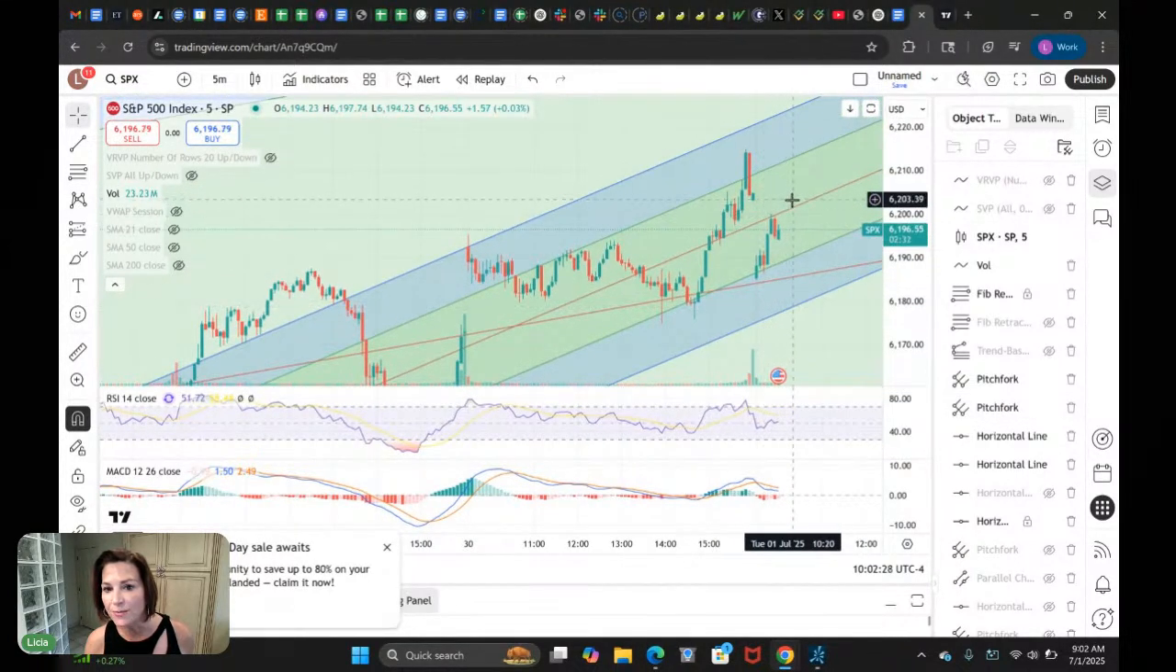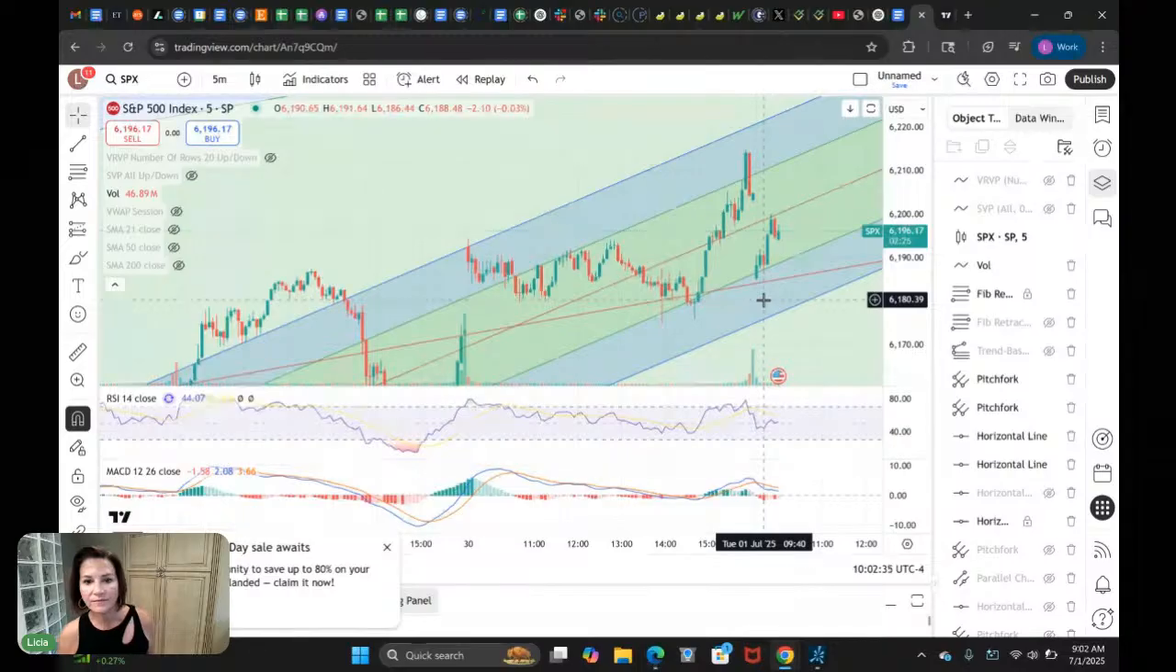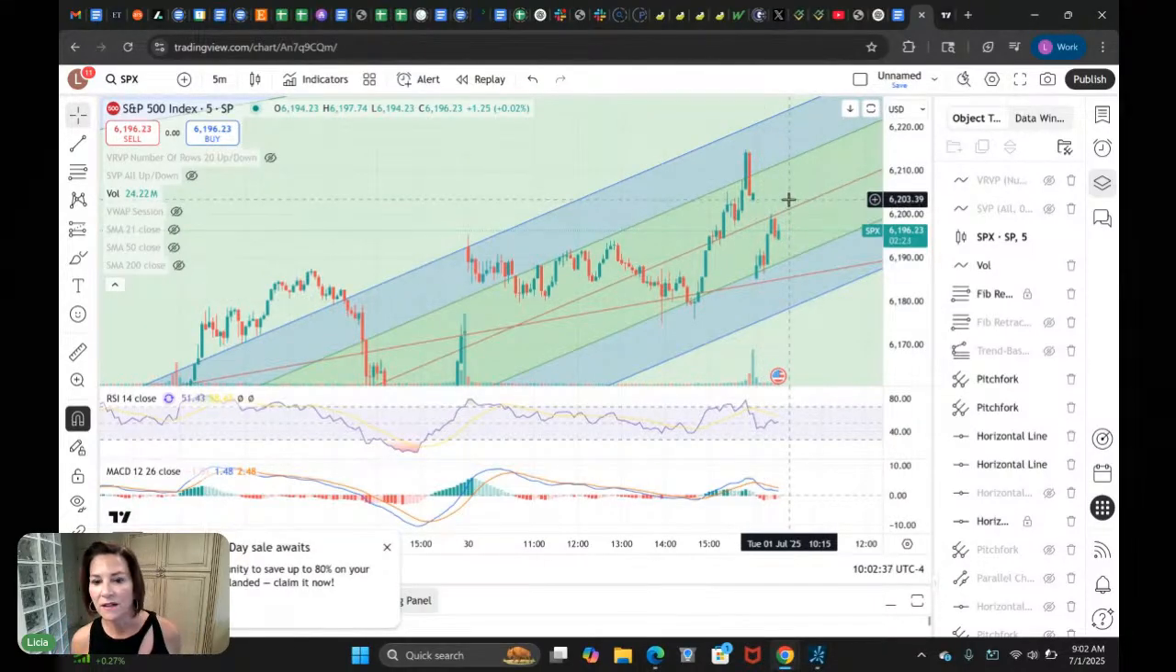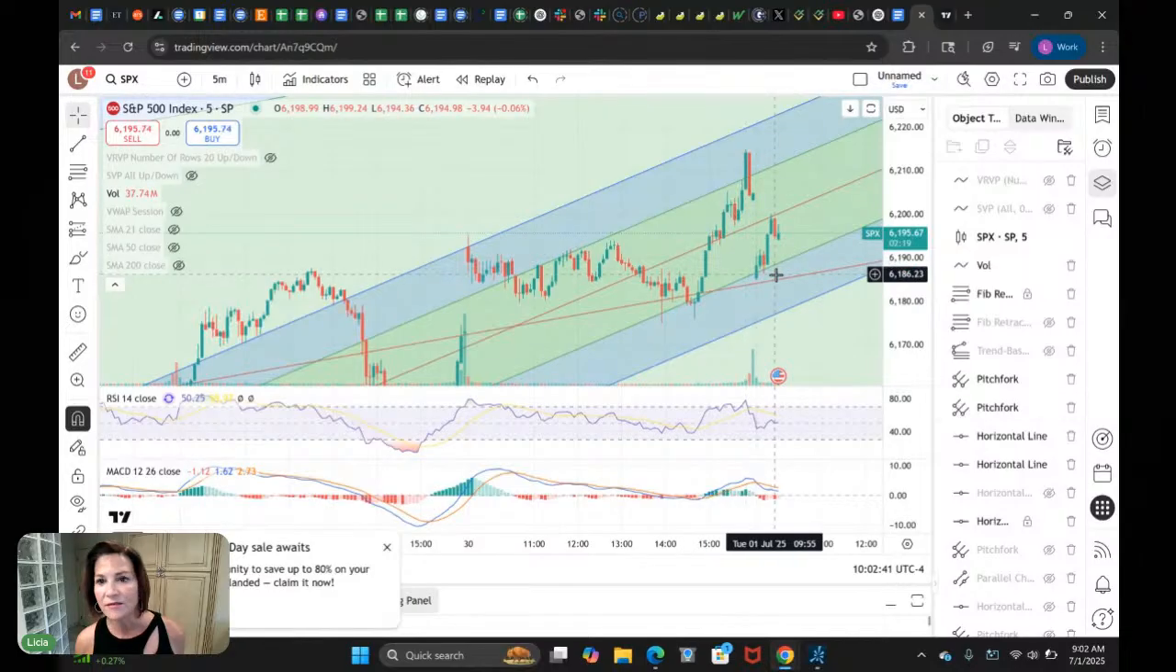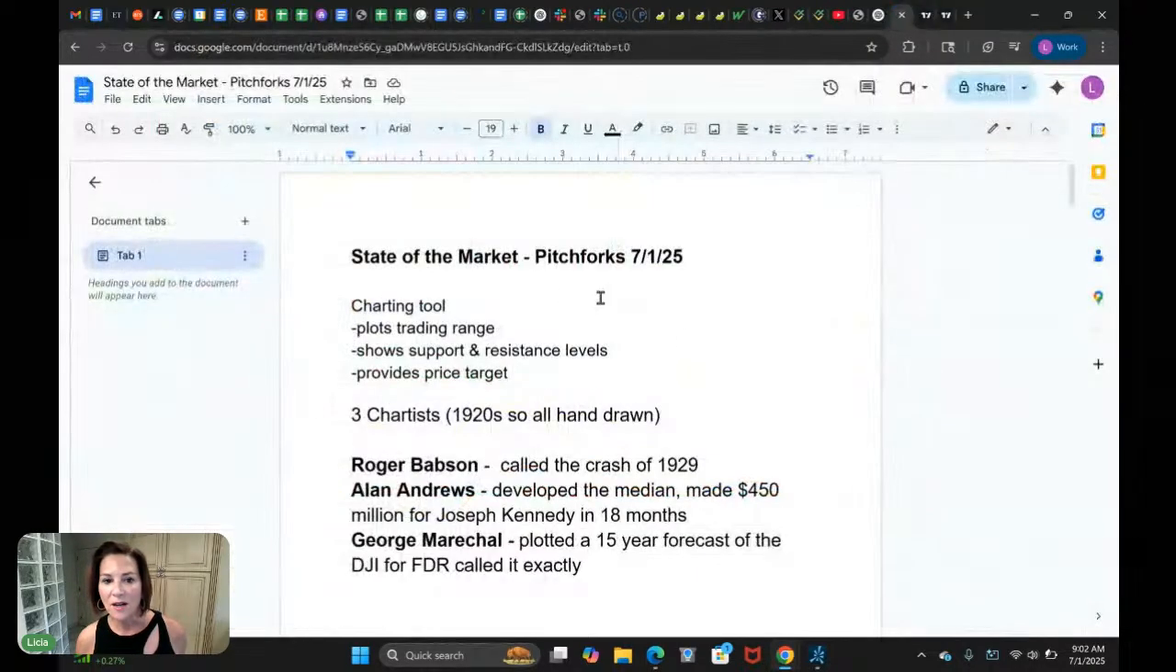And now with the gaps, we always know with the gap, close the gap, and then it has to make a decision. That's resistance up there. But see how nicely that works out on the 5-minute. Let's talk about pitchforks.